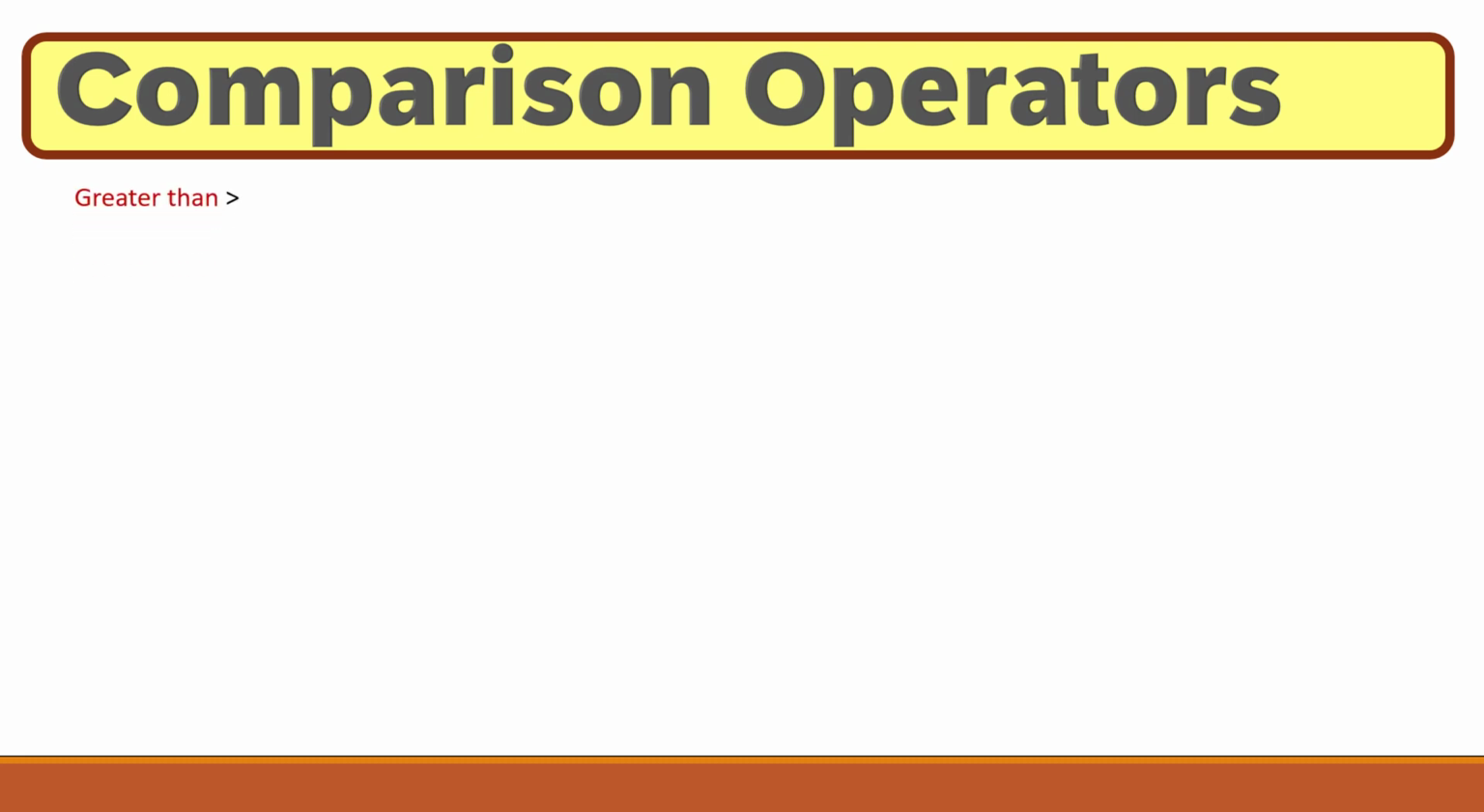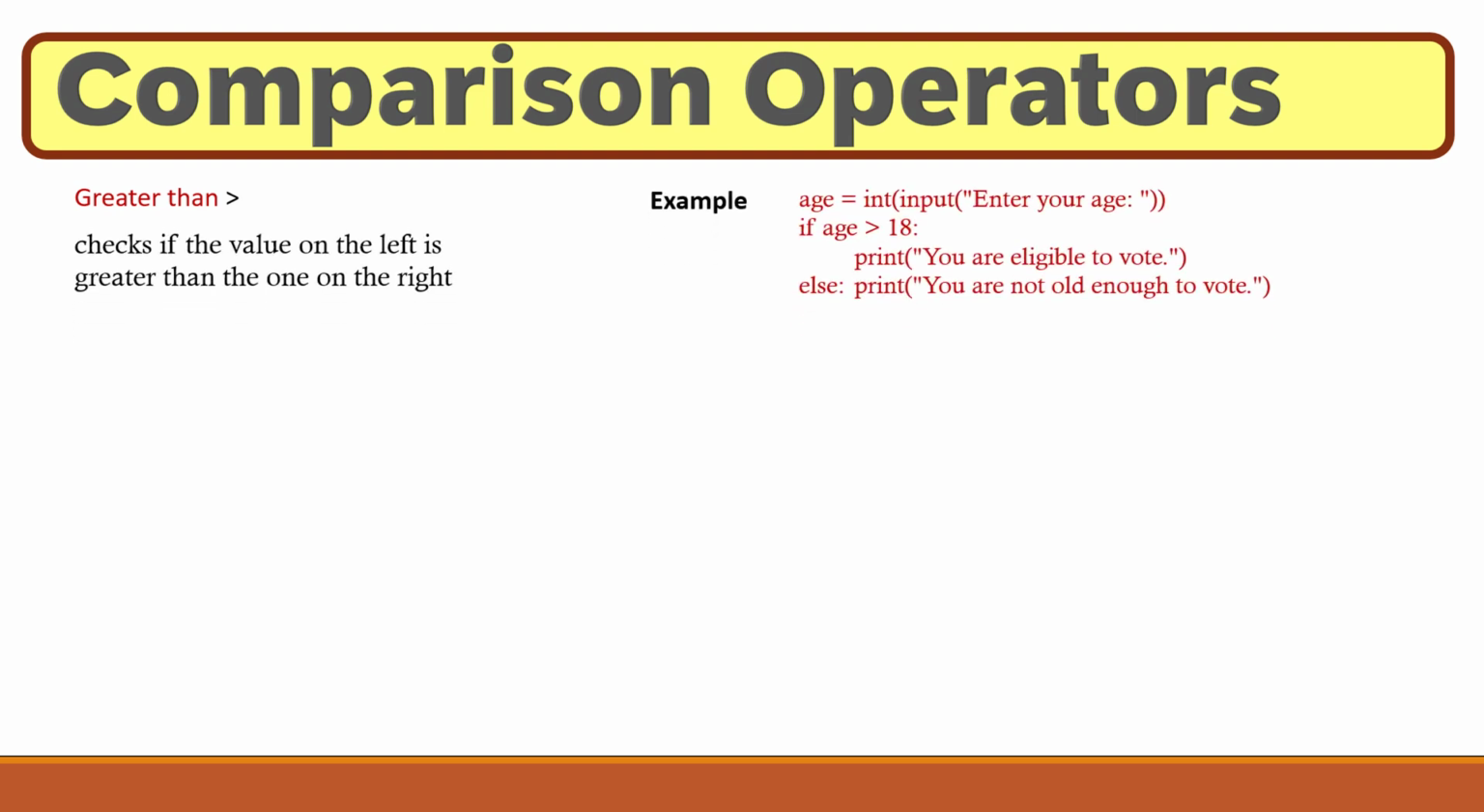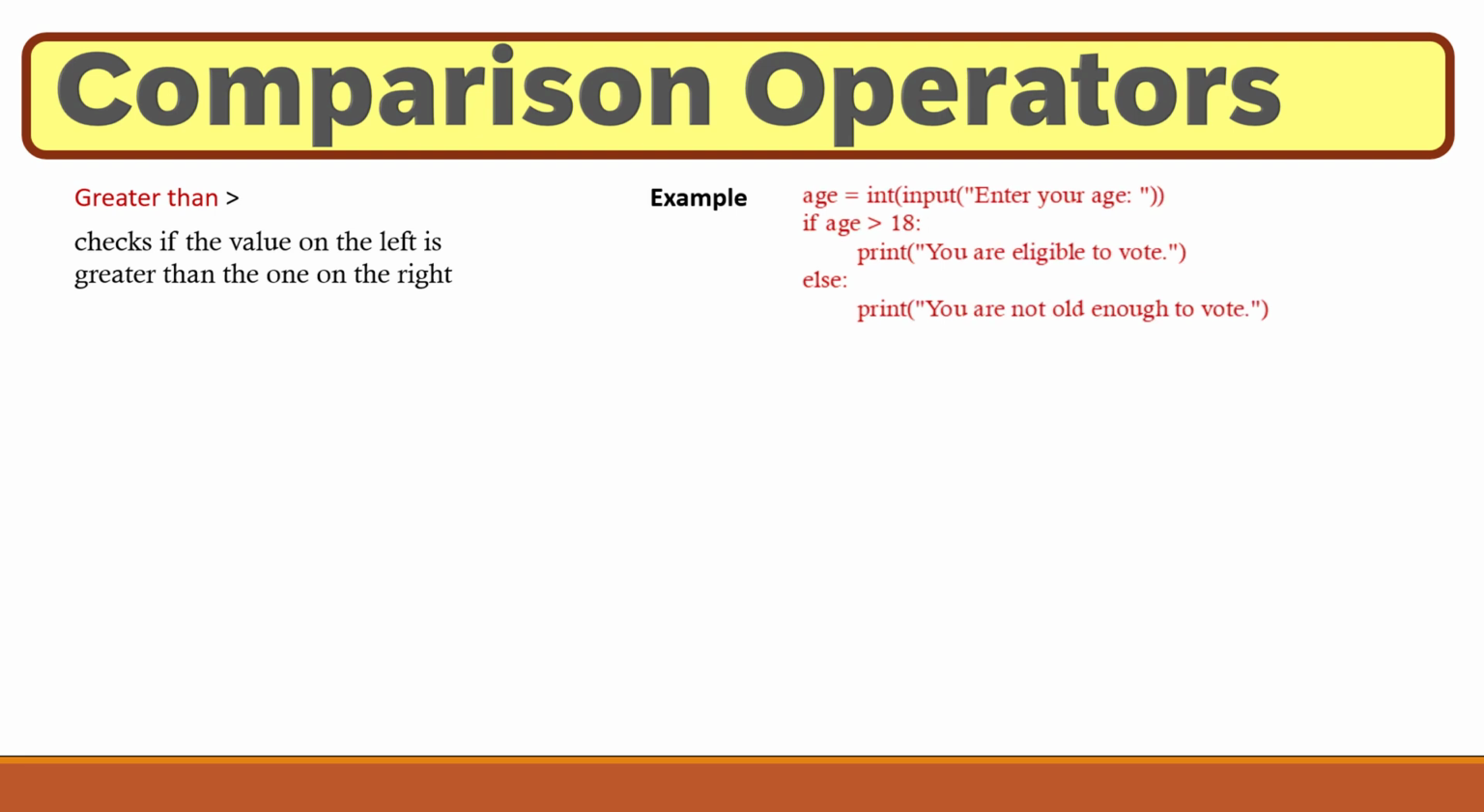Next is the greater than operator, which checks if the value on the left is greater than the value on the right. This is often used for ordering, ranges or thresholds. And in the example use case on the right, the greater than symbol is checking if the person's age qualifies them to vote. It asks the person's age, and if they are greater than 18, it prints you are eligible to vote. Otherwise, it will print you are not old enough to vote.